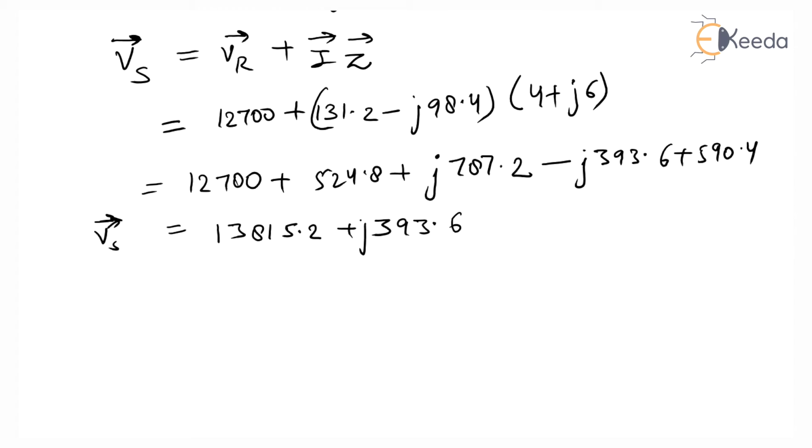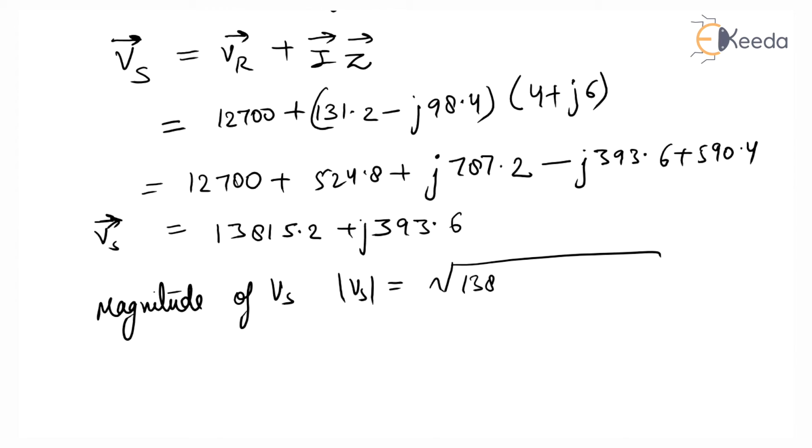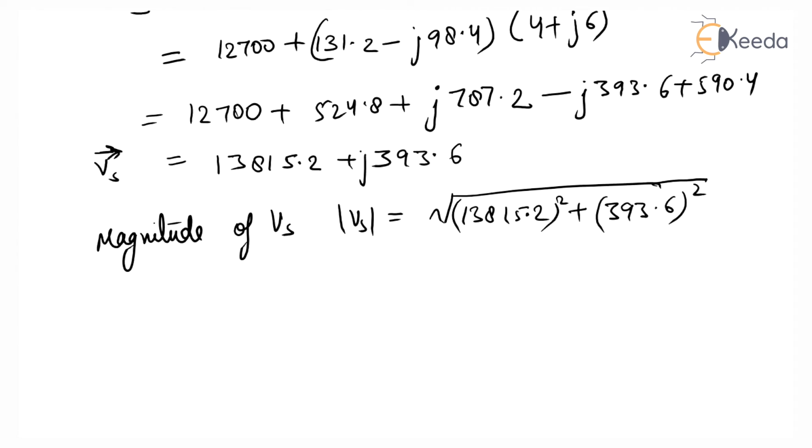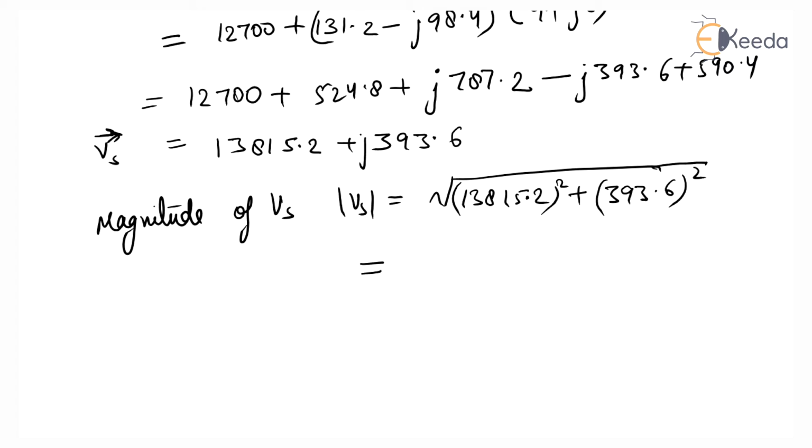Now we have to find out the magnitude of Vs. So magnitude of Vs is equals to under root 13815.2 whole square plus 393.6 whole square. So this is equals to 13820.8 volt.